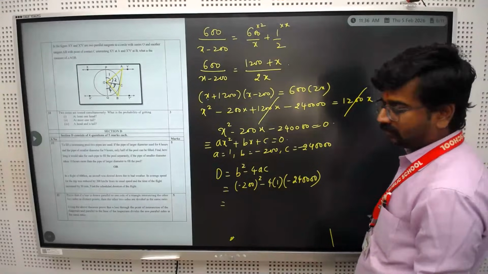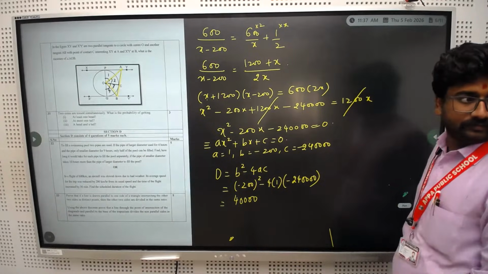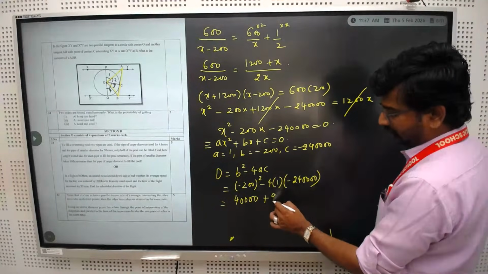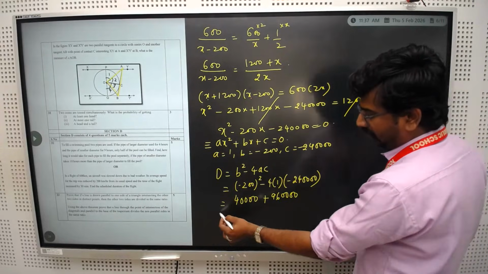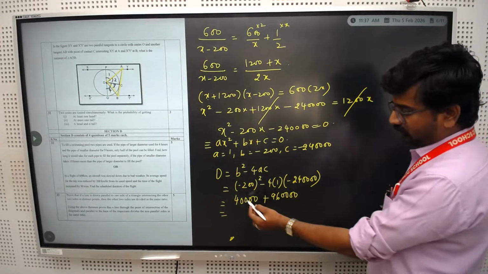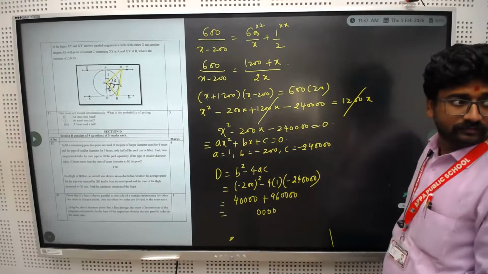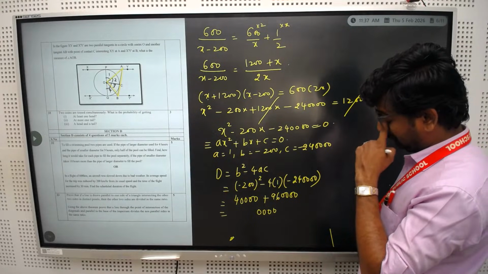Minus 200 whole square is 40,000. Minus into minus becomes plus, 4 into 240000 is 960000. Now add this. First of all, 4 zeros here, 4 zeros here also. Then 96 plus 4 is 100.